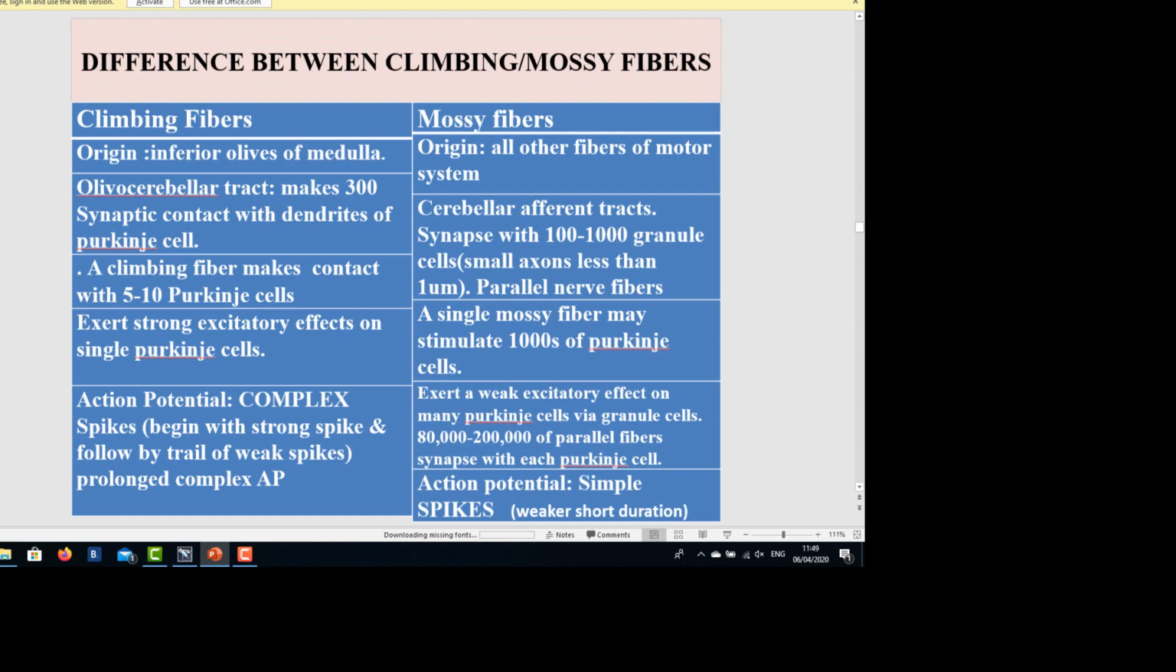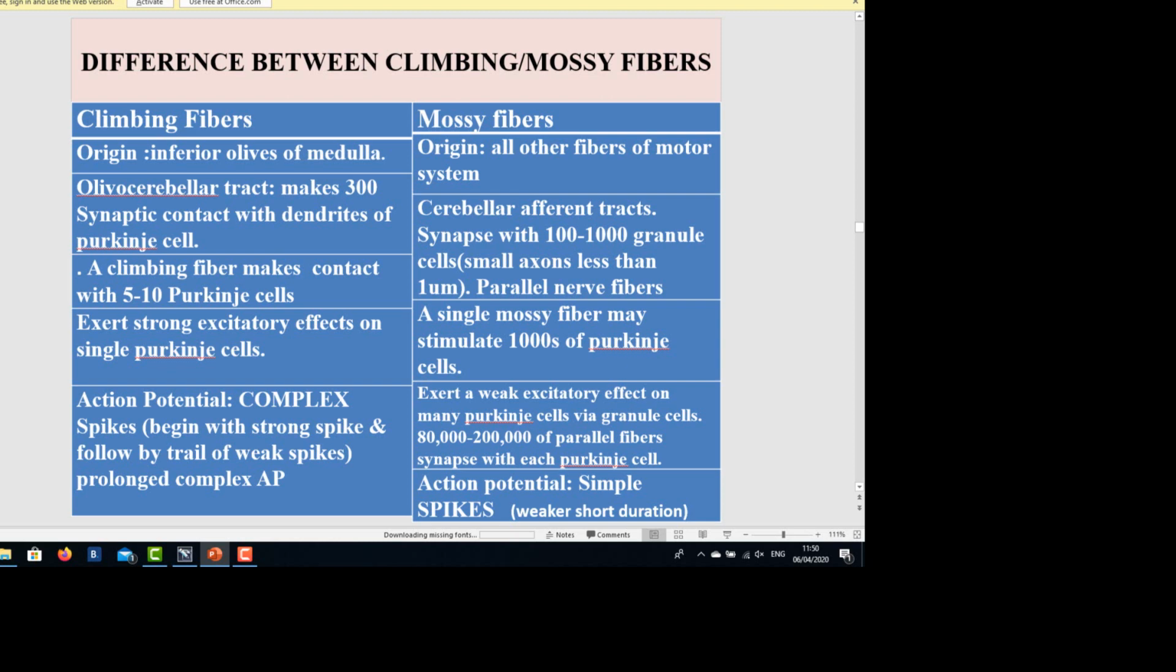Now, what is the difference between the climbing and mossy fibers? Climbing fibers have their origin from the inferior olives of the medulla. Mossy fibers have their origin from all other fibers of the motor system. The olivocerebellar tract makes 300 synaptic contacts with dendrites of the Purkinje cell. Cerebellar afferent tracts synapse with 100 to 1000 granule cells. A climbing fiber makes contact with 5 to 10 Purkinje cells.